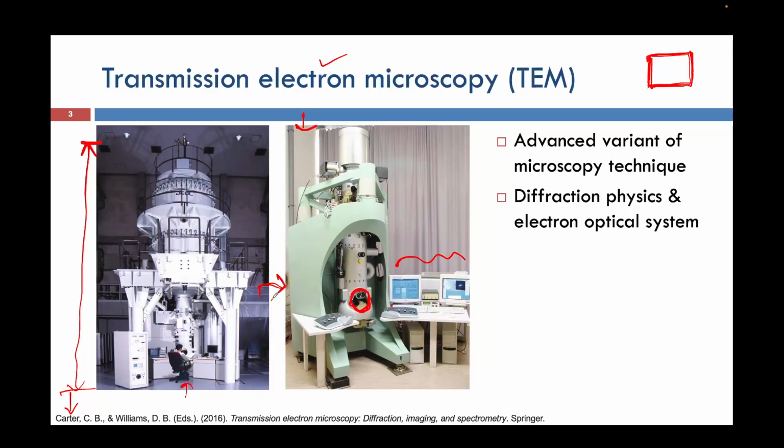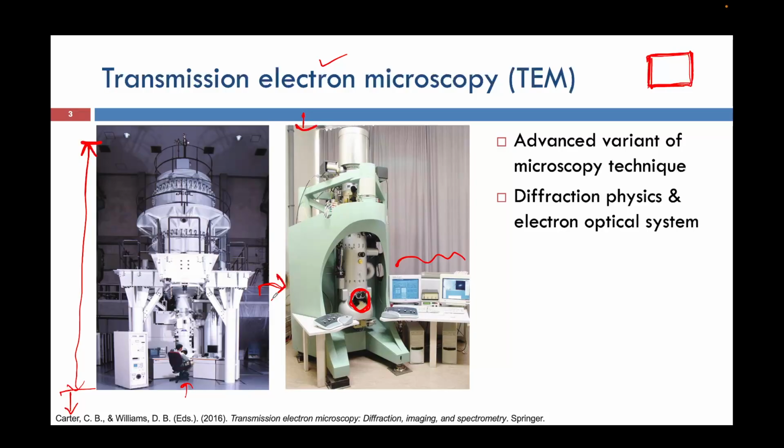This is an advanced variant of microscopy technique, and we use the diffraction physics and the electron optical system. We use how diffraction takes place in a material, from a specimen. We use that physics, and then finally we implement the electron optical system. We use several kinds of lenses, different types of stigmators, deflectors also, and apertures also.